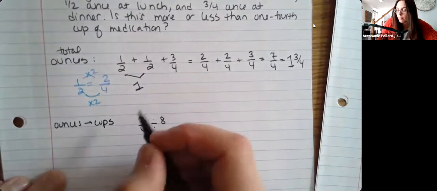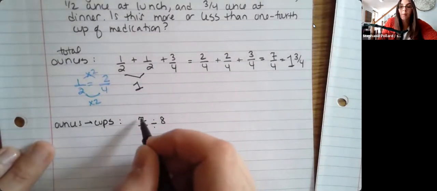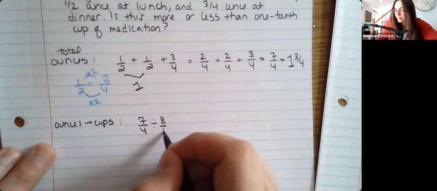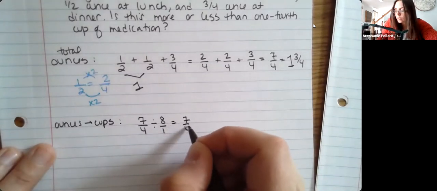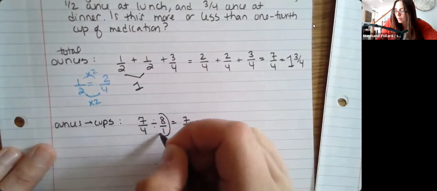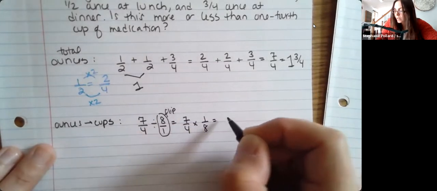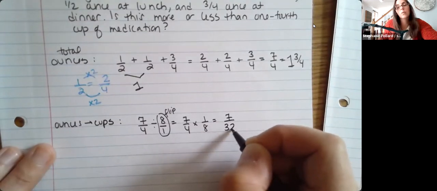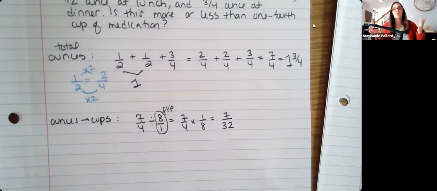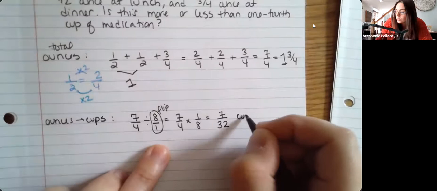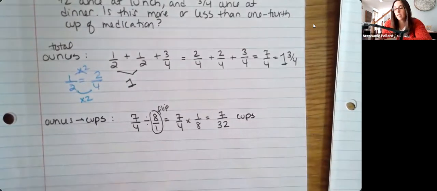Remember, when you're multiplying or dividing, you do need to work with improper fractions. So that's why I use the 7/4 there. The same as 8/1. We change to multiplication, and then remember, we flip or take the reciprocal of that second fraction. This becomes 7/32. Now that's actually simplified, 7/32. There's no factors in common between the numerator and denominator. So this becomes 7/32 cups in total for the day.